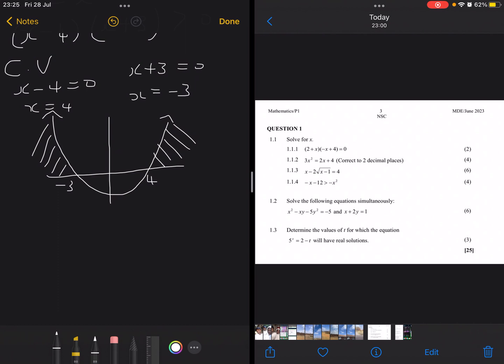And then when you now have to put it in a notation, I would say the values of x that will give me a value of y that is greater than 0 are the values of x that are less than negative 3, or the values of x that are greater than positive 4. Okay, and we'll stop right there. Then we continue with the simultaneous equation and 1.3.